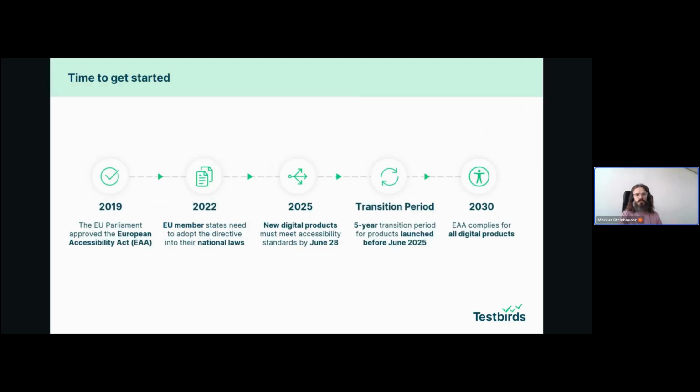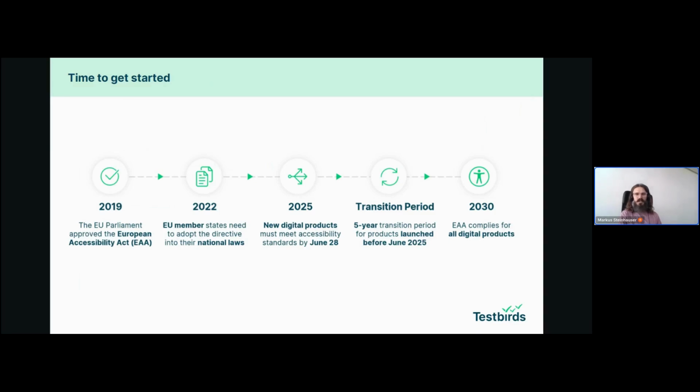Okay, so from a timeline point of view. Already some time ago, in 2019, the directive was passed or approved by the EU, and then member states, this is how this always works, right? They have to implement this directive on a local member state level. And that basically then happened afterwards.